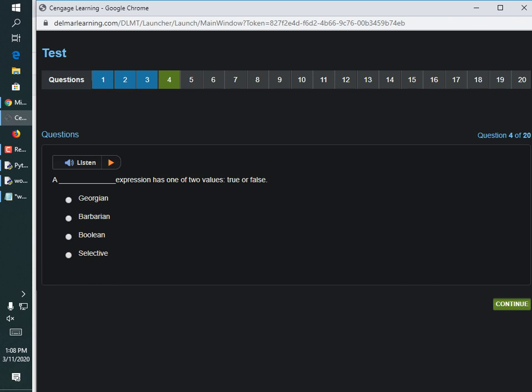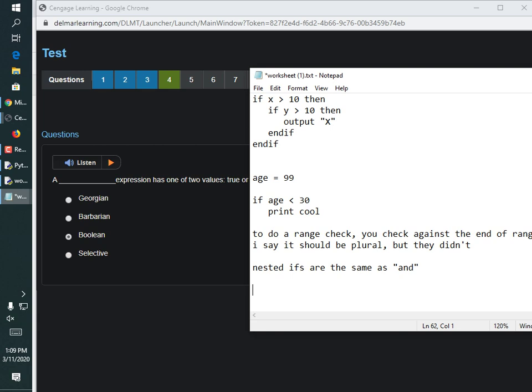A Boolean expression has one of two values, true or false. If you see the words true or false, that means it's a Boolean expression. It was invented by a guy named George Boole, and it's a universe in which you only have two numbers, zero and not zero, or zero and one, true and false.